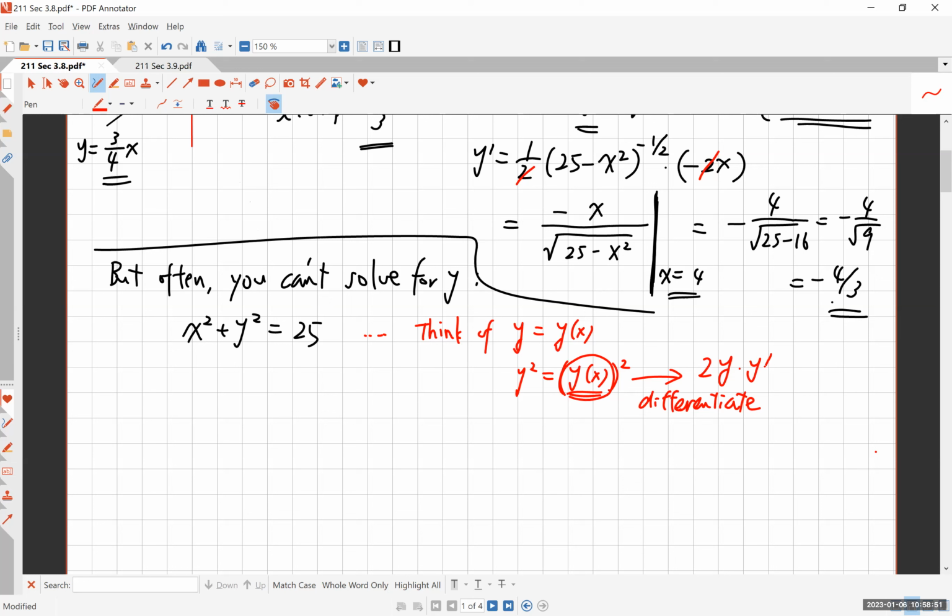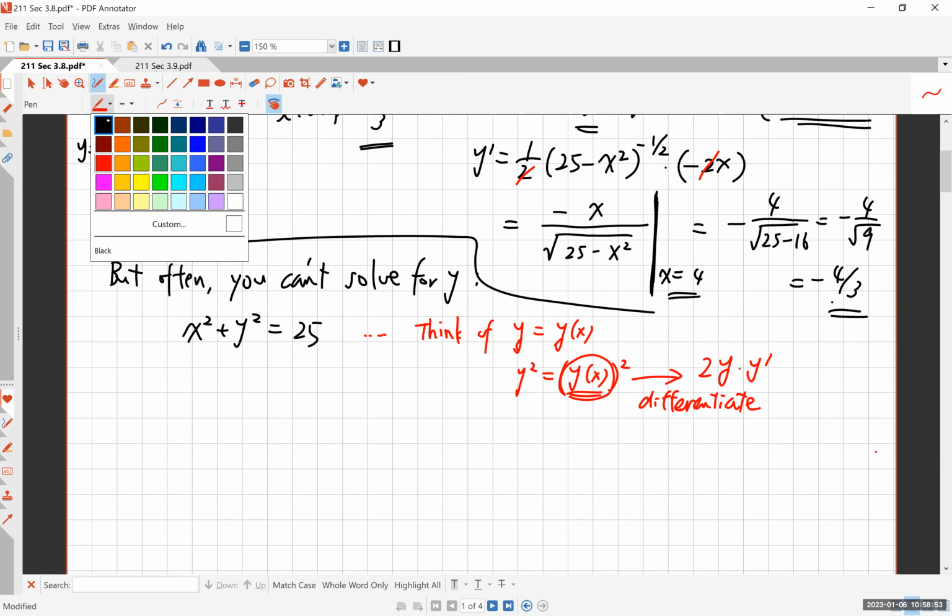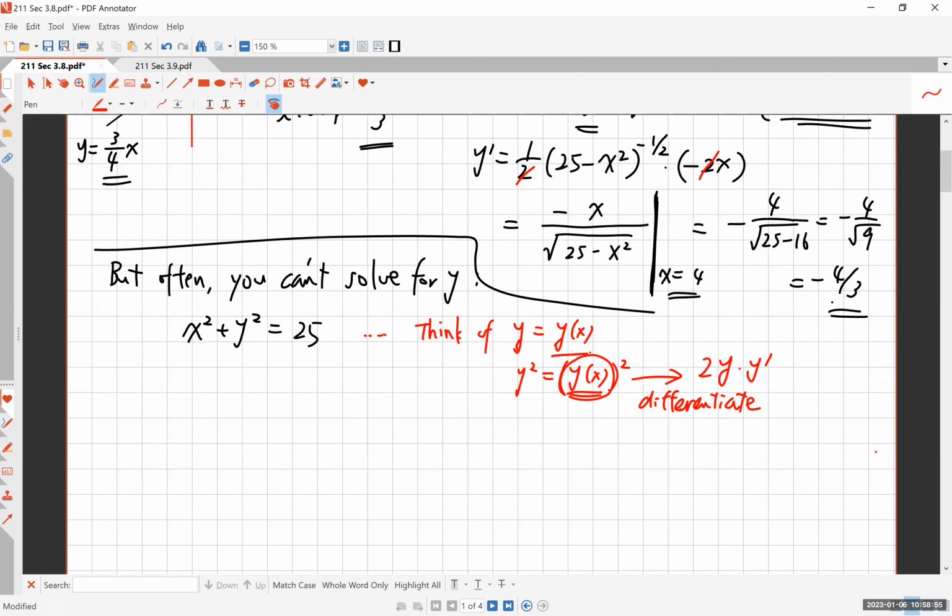I know this is kind of new, we've never done this before, but think of y as y of x. It's a function. So when you have y squared, and you have to differentiate it, it becomes 2 times y to the first, which is 2 times y. And then you have to multiply that by the derivative of the inside function. That's the chain rule, which is why we had to learn the chain rule before we learn implicit differentiation, right? Okay, so with that, let's go.